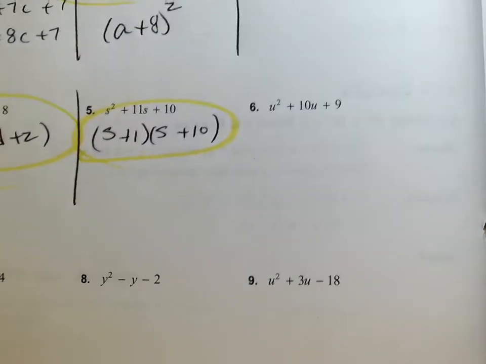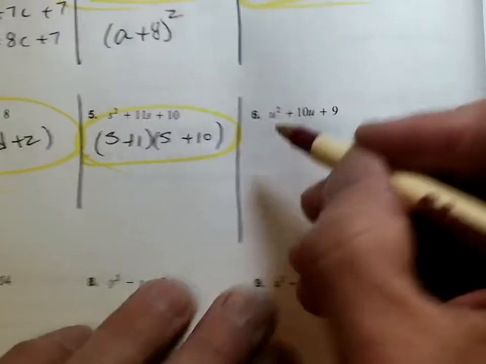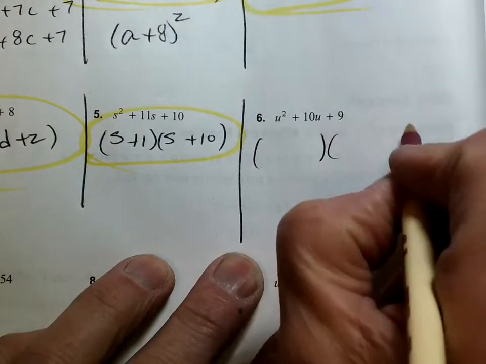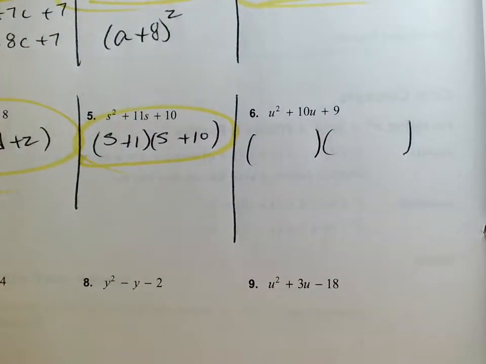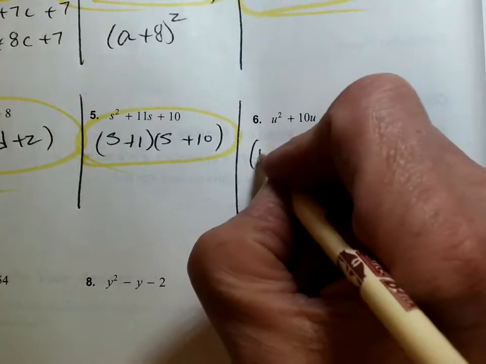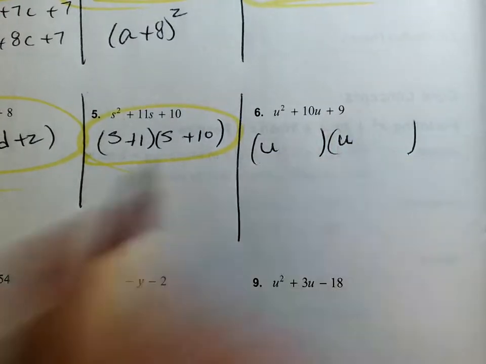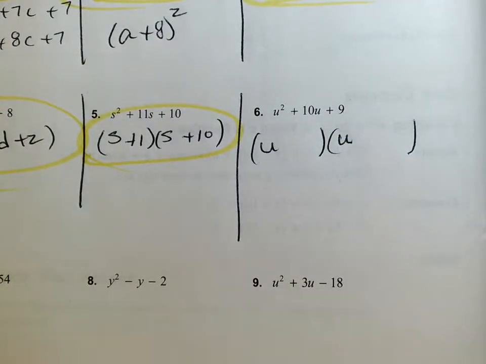Okay, number 6, right? Try 6 on your own. Parentheses, parentheses, parentheses, parentheses, right? Got to have a U. Okay, so what times what makes 9?